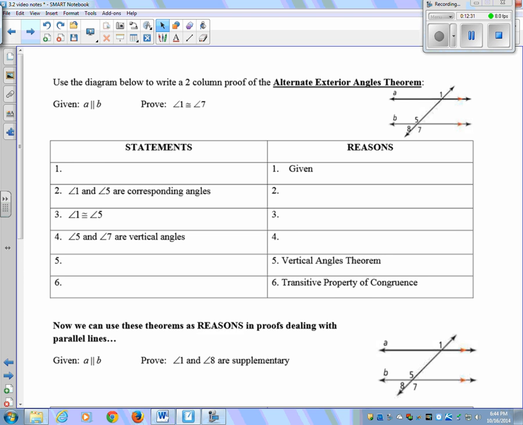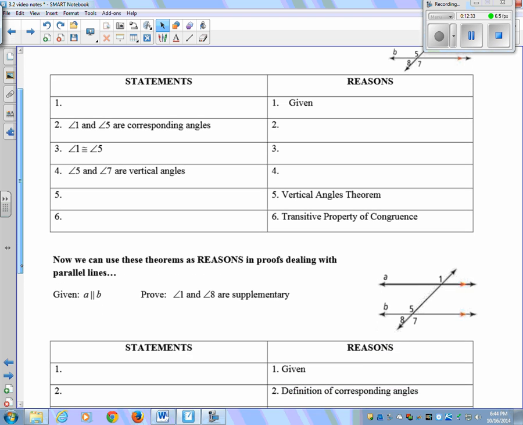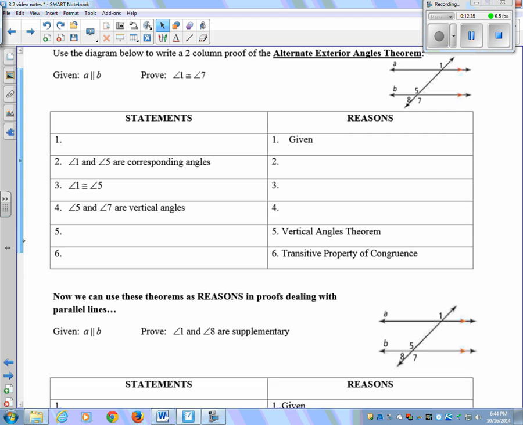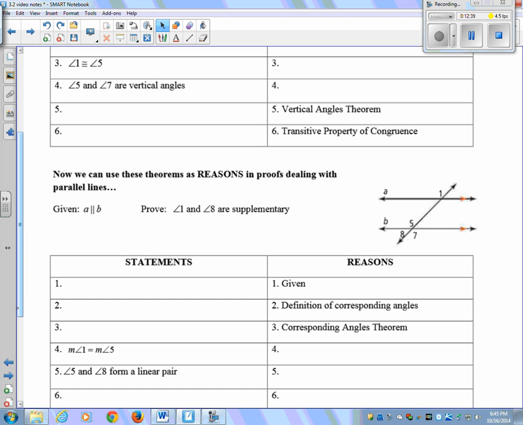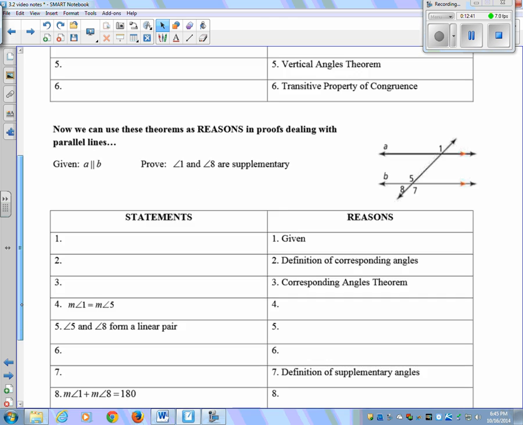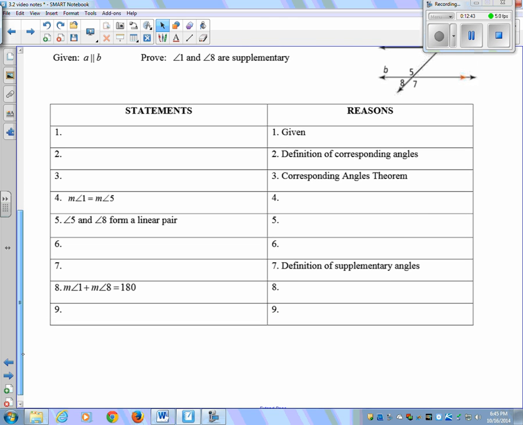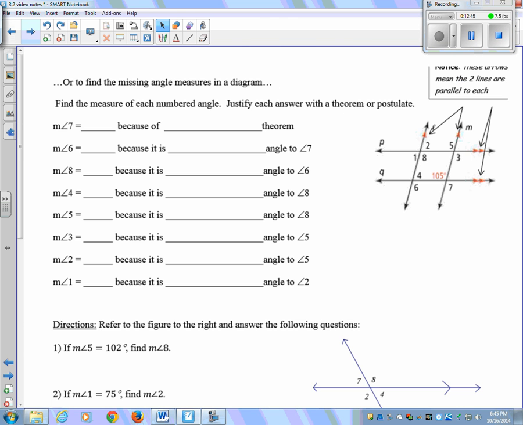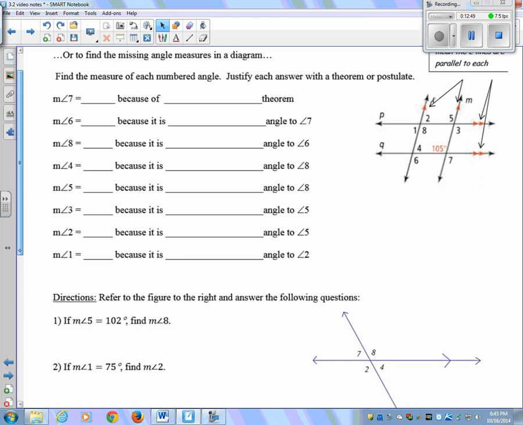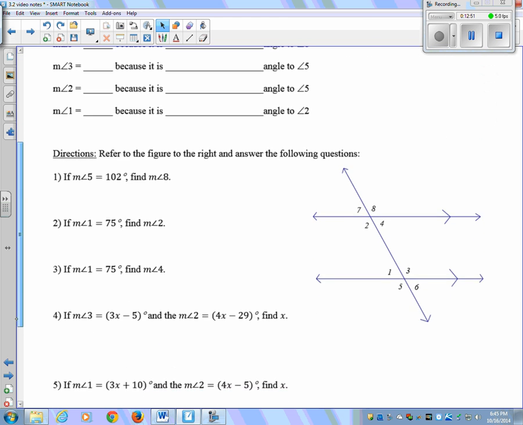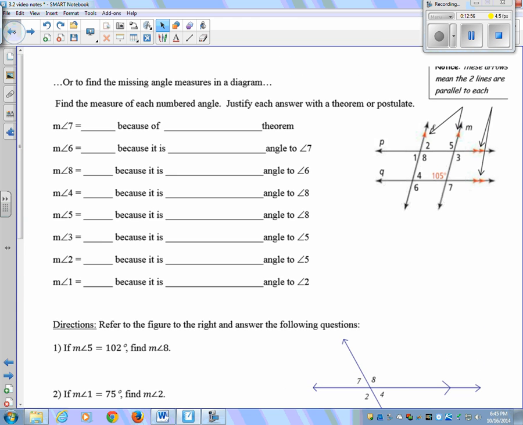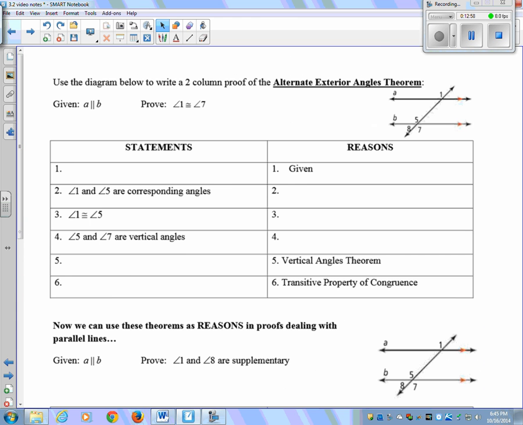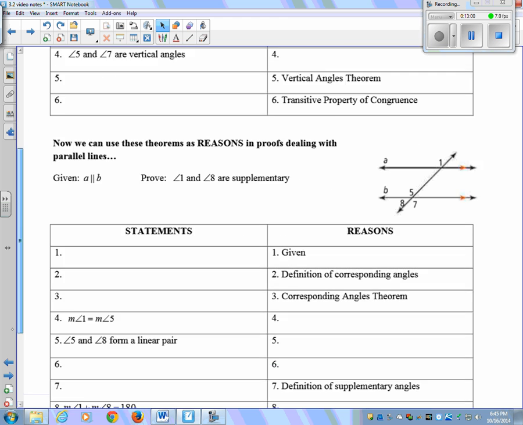Okay, so alternate exterior angles theorem. I'm going to let you try that a little bit on your own. And then we're going to do a proof using the theorems. And then the last page of your notes is some practice and some justification. I'm going to let you do that on your own as well, and we will check it in school. So let's go straight to this theorem.